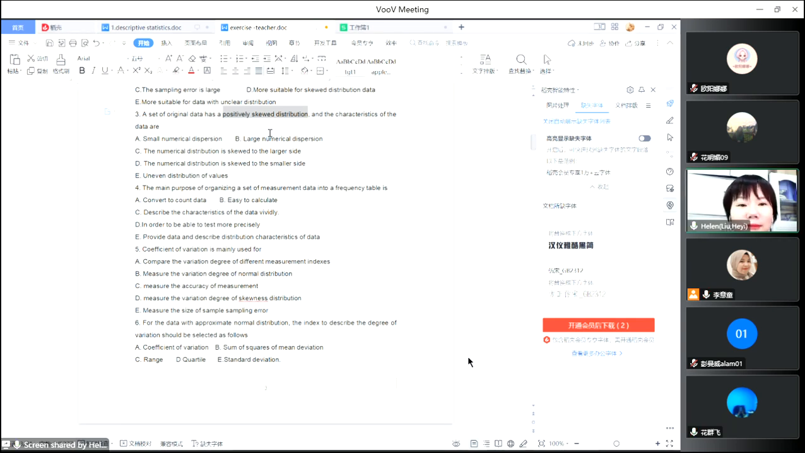Do you know? The left side. Yes, very good. So how about question 3? We have to choose D, the smaller side. Yes, very good. We have to choose D because more data is in the left. If the data is in the left, it means they are small. But if they are in the right, that means they are larger than the left side.